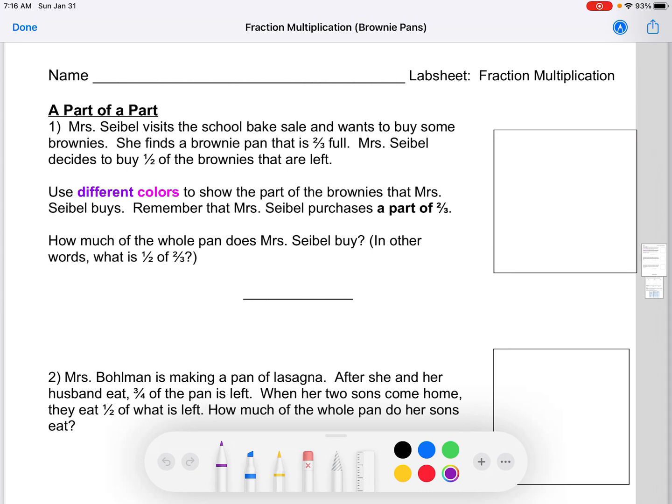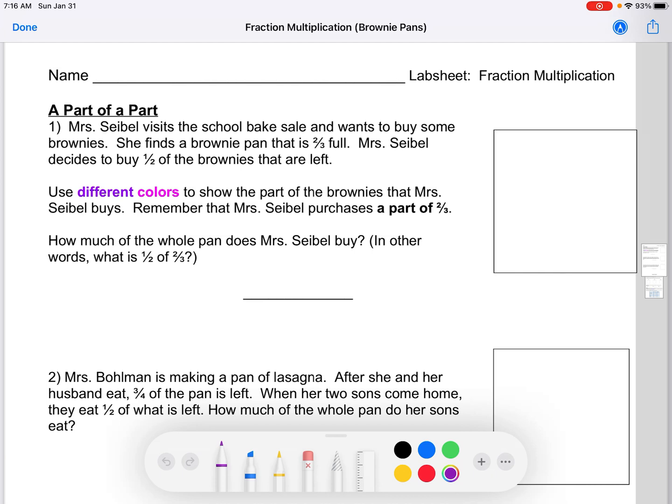She finds a brownie pan that's 2/3 full. Mrs. Seibel decides to buy half of the brownies that are left. I'm going to use different colors to help identify all of this, but remember that Mrs. Seibel purchased a part of those 2/3. How much of a whole pan does Mrs. Seibel buy? In other words, what is a half of 2/3?